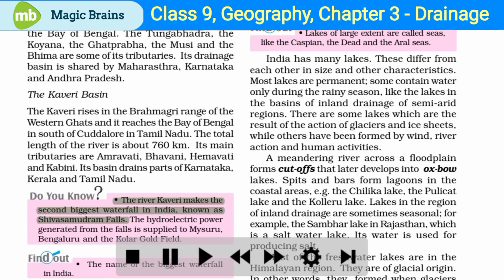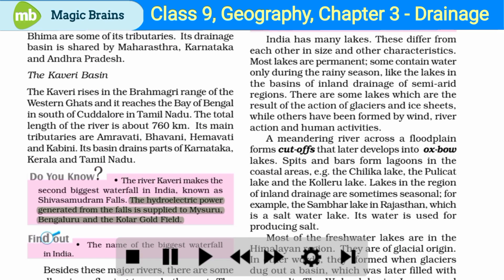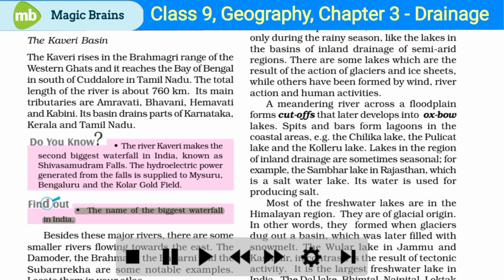Do you know? The river Kaveri makes the second biggest waterfall in India, known as Sivasamudram. The hydroelectric power generated from the falls is supplied to Mysore, Bangalore, and the Kolar gold field. Find out, friends, the name of the biggest waterfall in India.